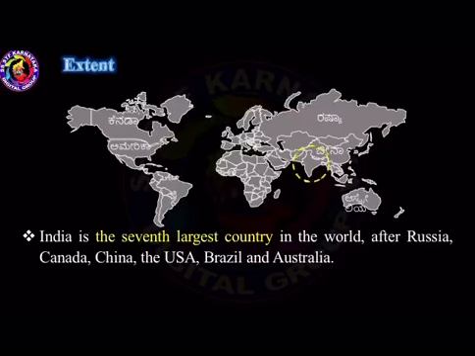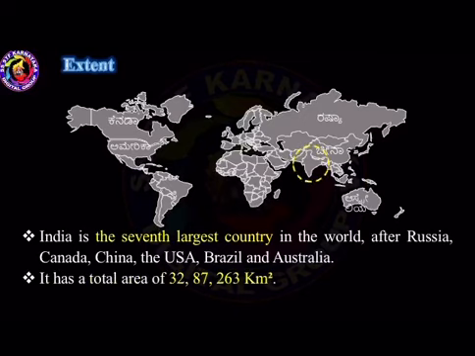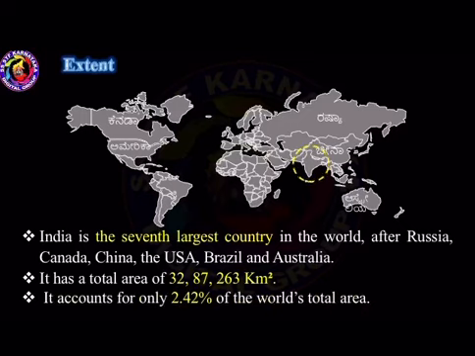India is the seventh largest country in the world after Russia, Canada, China, the USA, Brazil, and Australia. It has a total area of 32 lakh 87,263 square kilometers. It accounts for only 2.42% of the world's total area.